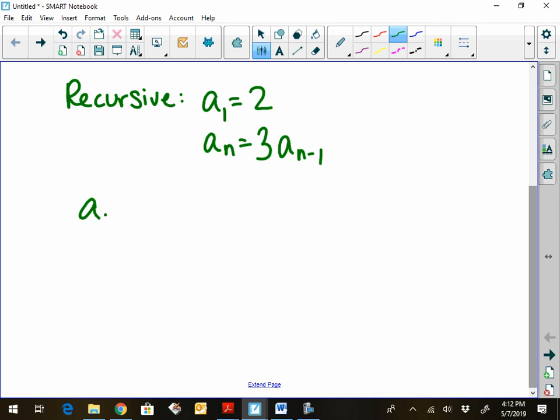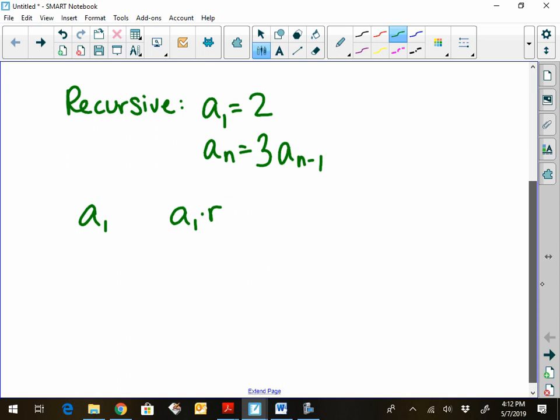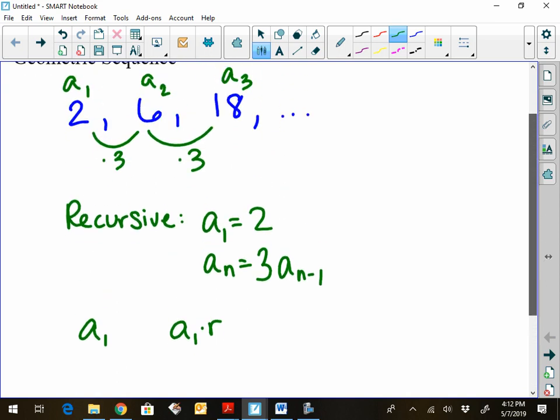So if we start and we have a sub 1, then we have a sub 1 times our ratio. So we're going to call it our ratio of r. So a ratio, it could be 3 over 1, it could be 1 over 3, different kinds of ratios that might appear. So I'm going to call it r. So that would be how we get to the next one, right? So a sub 1 was 2, a sub 2 was our first term times our ratio. So that's how we got 6.